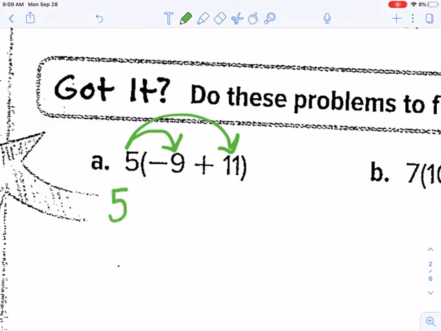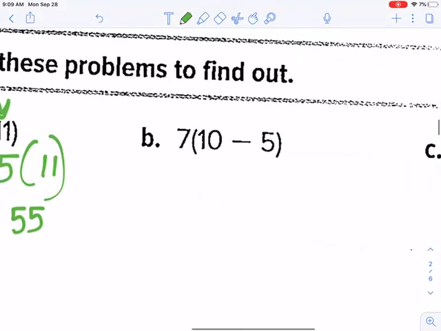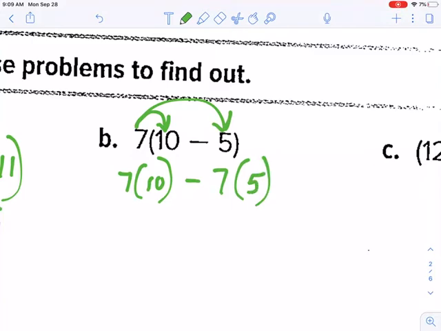So I do want to see your work shown. So you do 5 times -9. You have your plus in the middle, and then you have 5 times 11. So this is -45, this is 55, and you would add those together to get 10. So look at that work that I want to see from you. Letter B, 7 times everything inside. 7 times 10, 7 times 5. So 70 and 35 gives you 35.